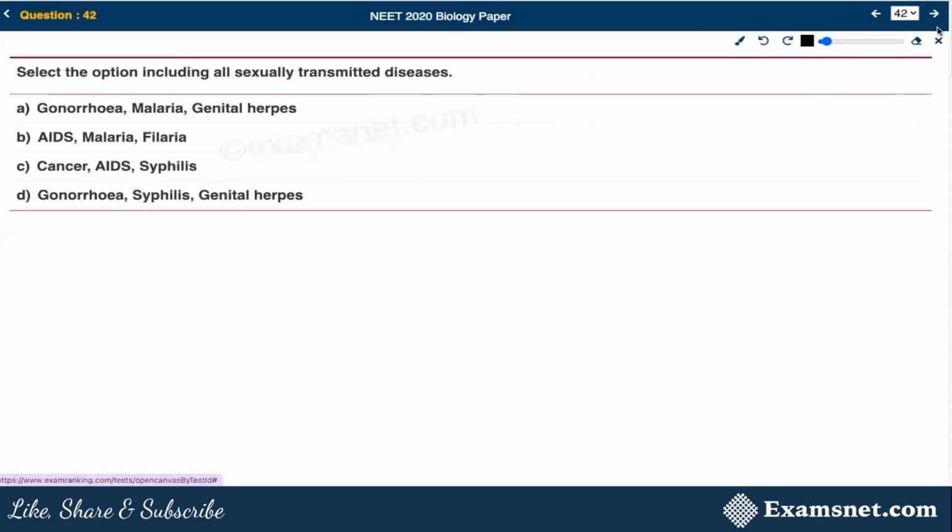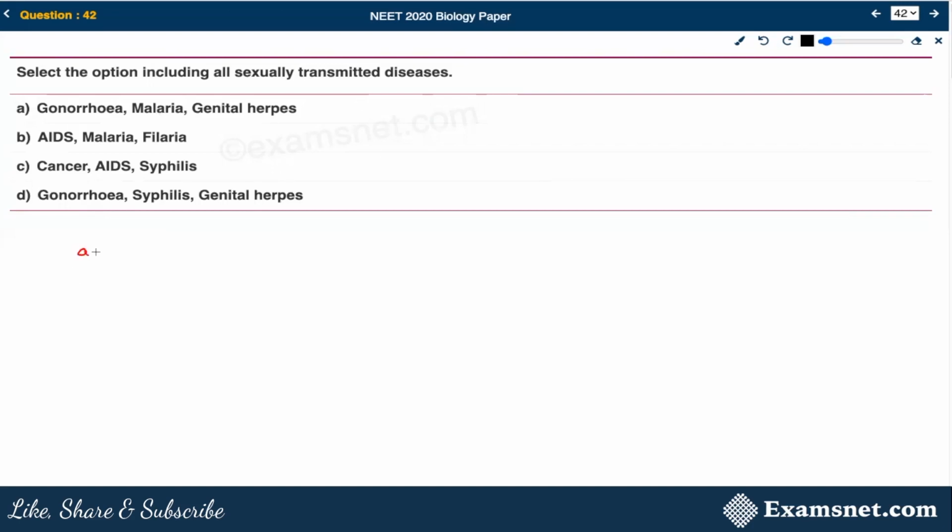Next question. Now you have to select the correct option including all the sexually transmitted diseases. So the options regarding all the sexually transmitted diseases have to be included over here. In the very first option, we have gonorrhea, malaria, and genital herpes. Malaria is actually caused by Plasmodium. This is a protozoan disease.